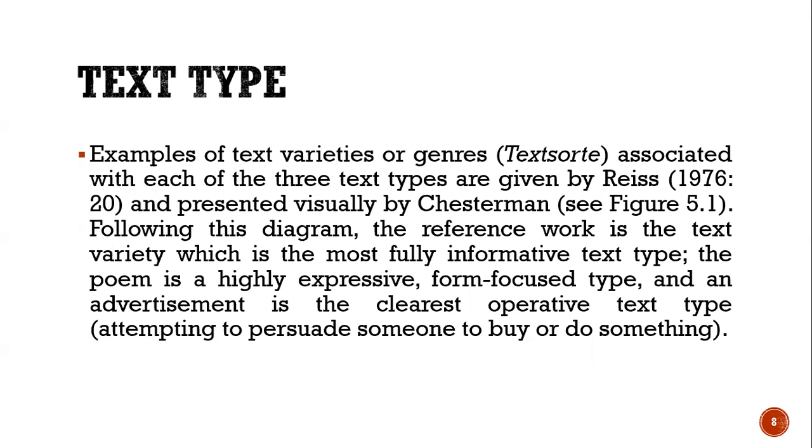So you see, first of all, the reference work is the most fully informative text type. The poem is a highly expressive, form-focused type, and an advertisement is the clearest operative text type. It's very interesting. If you miss it, then you'll not be able to understand the rest of the discussion. Look at this. What are the examples? The informative text type, we know, is full of opinions, facts, and figures, right? Full of information, right? Yes, sir.